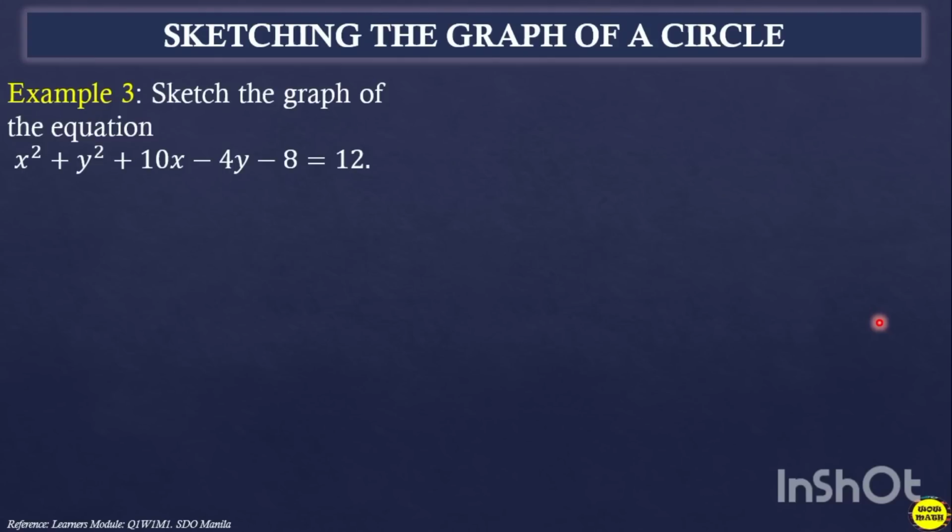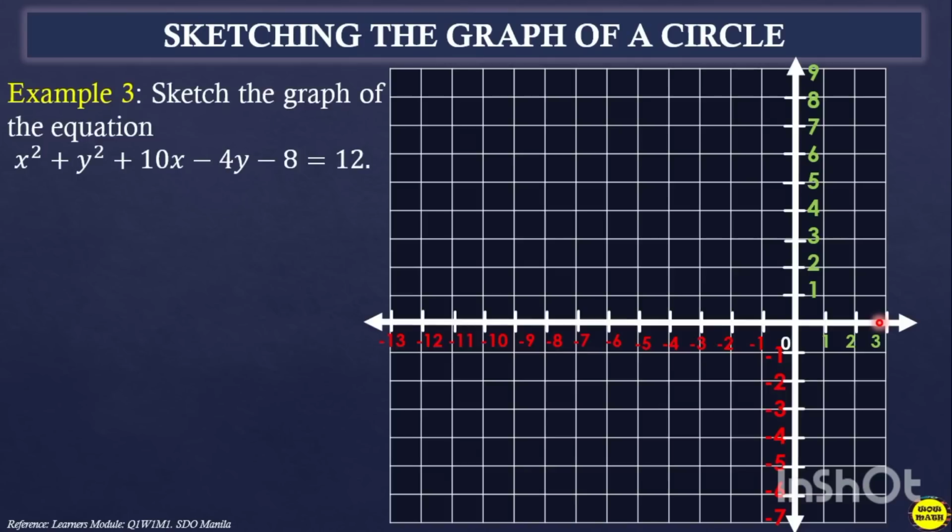Sketch the graph of the equation x squared plus y squared plus 10x minus 4y minus 8 is equal to 12. So, paano yan? General form ang binigay. So, paano natin gagawin? So, by completing the square, so una natin gagawin, i-group natin yung x term and y terms natin. So, i-group natin yung x term and y terms, then apply the completing the square. So, complete the square. And after that, so pag in-apply natin yung completing the square, 10 divide 2, that is 5.